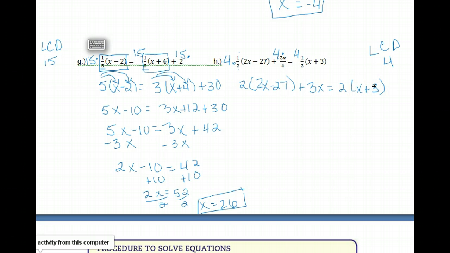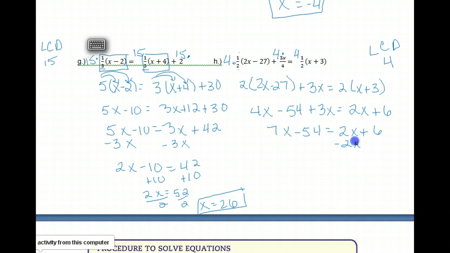So now instead of distributing fractions into your quantity, you will be distributing whole numbers. 2 times 2x is 4x. 2 times 27 is 54. Bring down your 3x. 2 times x is 2x. 2 times 3 is 6. Check to see if you can combine like terms. We can. 3x plus 4x makes 7x minus 54 equals 2x plus 6.